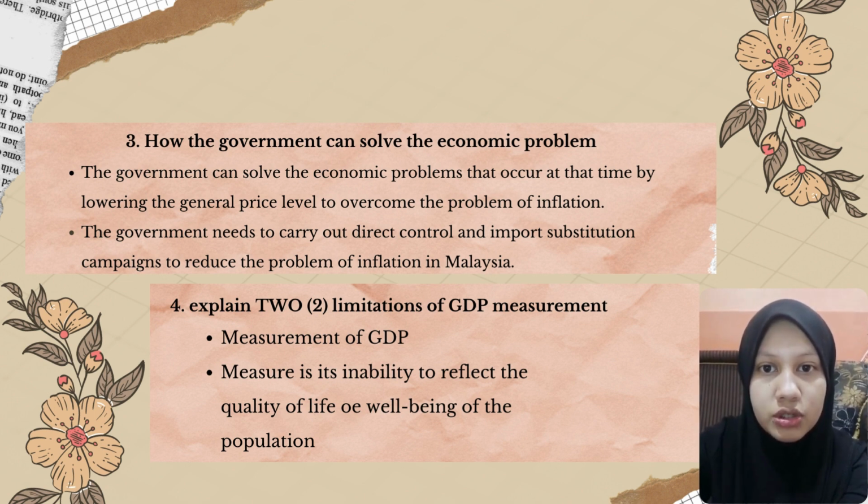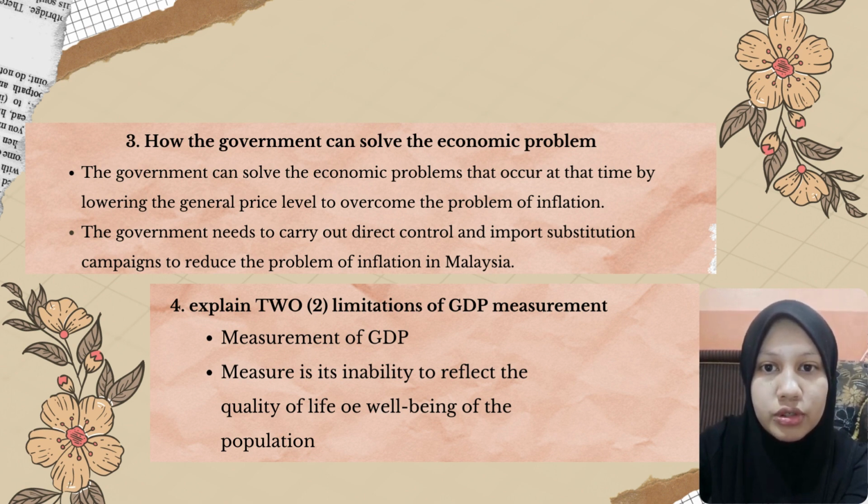Last one, question 4. Explain two limitations of GDP measurement. First, one limitation lies in it fails to account for the informal economy. For instance, in Malaysia, the bustling informal sector participating in activities like street vending or unregistered business contributes significantly to the economy but often goes unrecorded in GDP assessment.